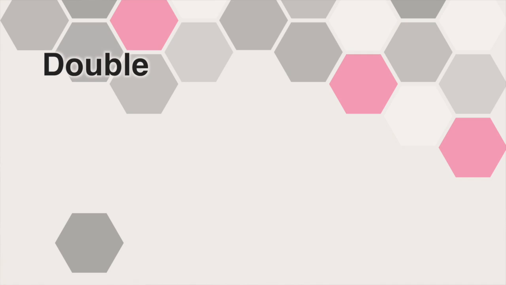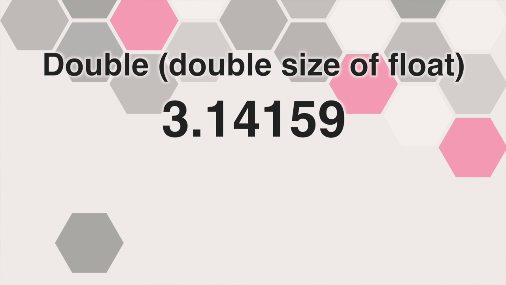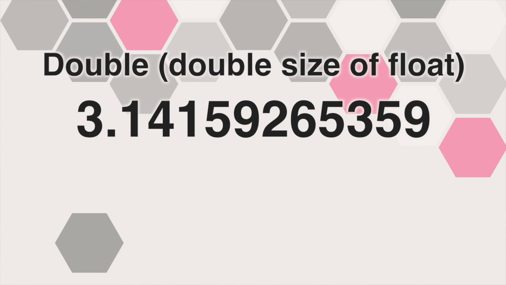We also have a double, which is a float, but it is double the size. So it can be more precise for numbers, or it can hold bigger numbers.